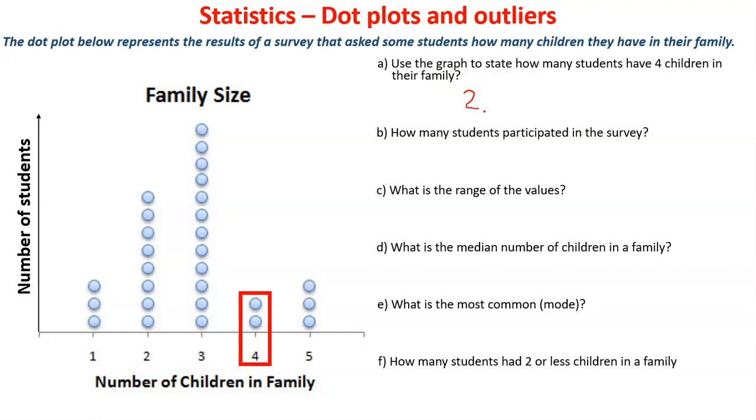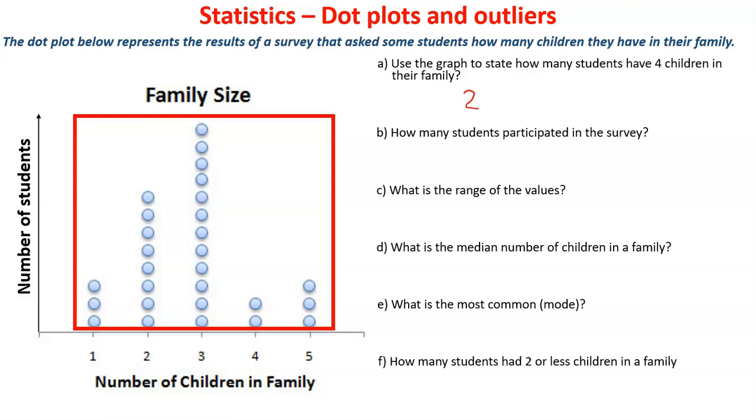Question B, how many students participated in the survey? So how do we go about working out how many students took part in this survey? Well, we actually need to count all the dots. So if we actually count all of these dots, or circles, we're going to find that there are 28 students. So 28 students participated in this survey.